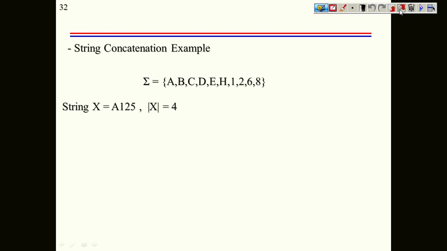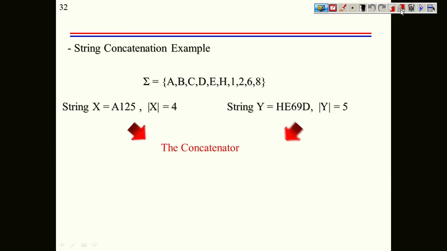So let us take some example. Already we have discussed, so let us look here at how it is working. This is our sigma set. These are the characters which are allowed to form your string. So one string is x, a125. All the characters are actually taken from this set. The length of this is this. Y is also he69d.